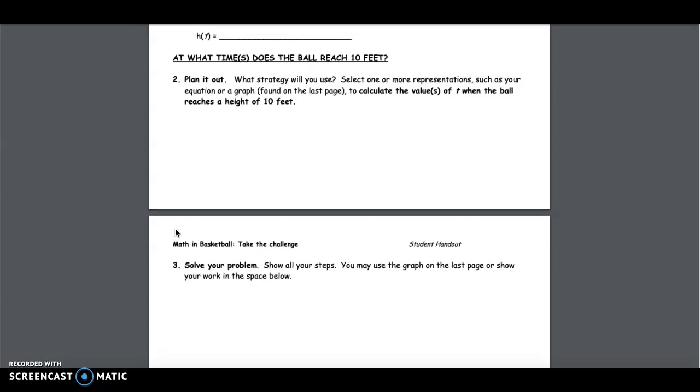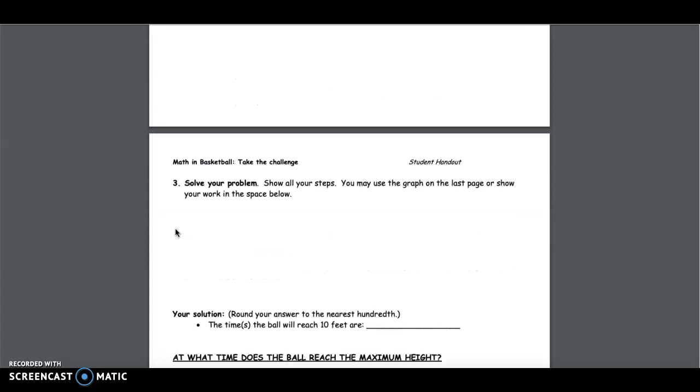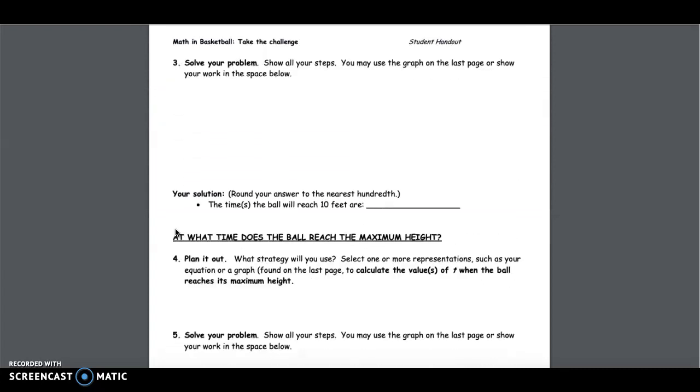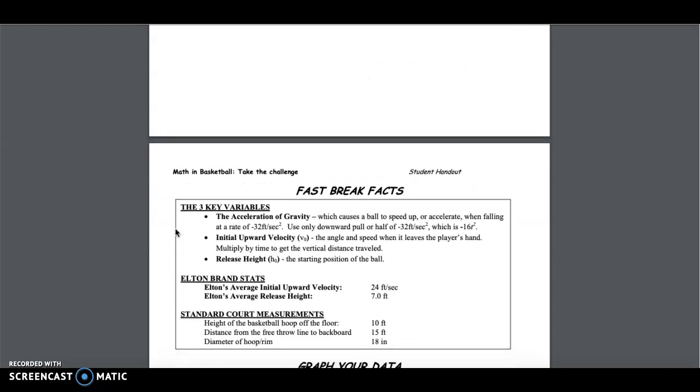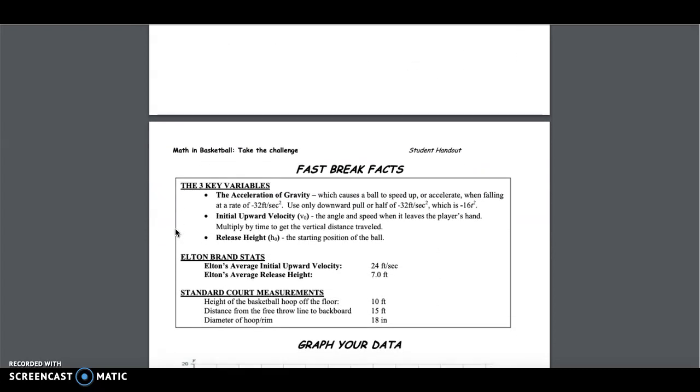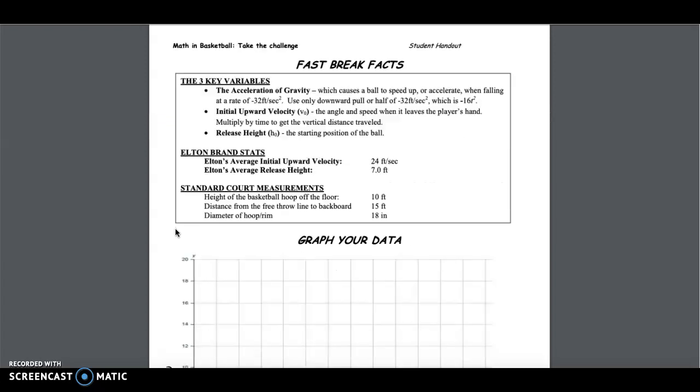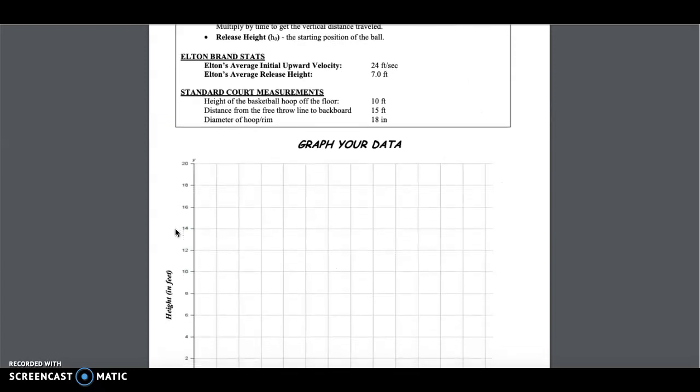So they either are going to graph it, and that's for that visual learner who likes to see it, or they're going to actually work it out and compute it. So on one of the pages, here are the facts that they need. The fast breaks show the stats, and also this is the graph that they will be able to use if they choose to graph it.